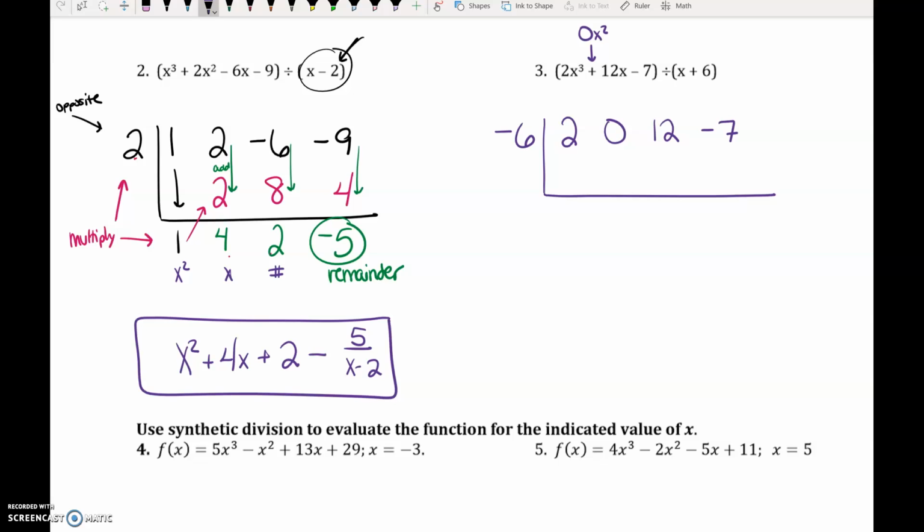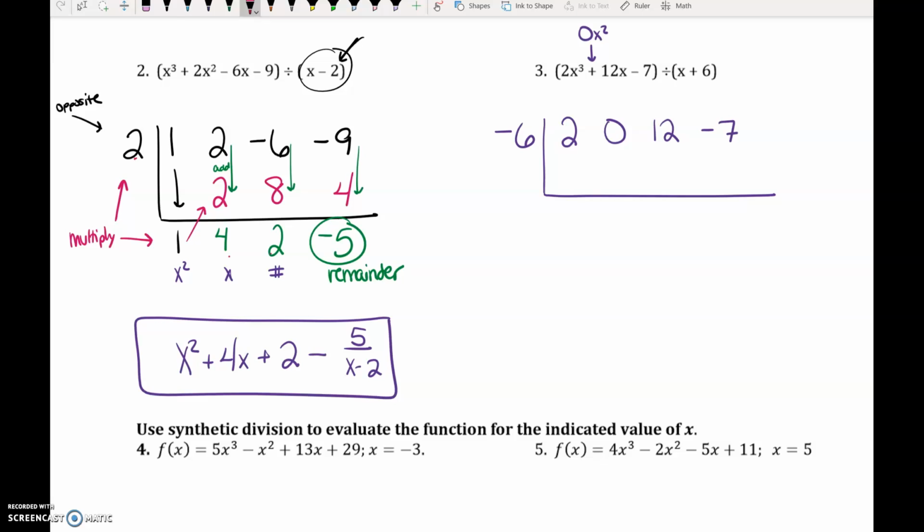Did you pause the video? I don't think you paused the video. You need to pause the video. Try this problem on your own. Like, seriously, pause the video. Pause it already. I really wasn't joking. Try it on your own. Be brave.